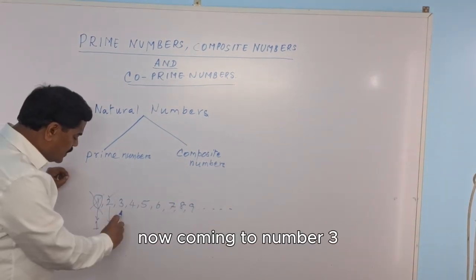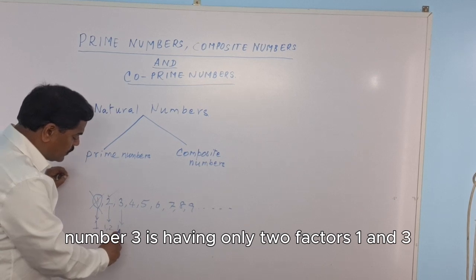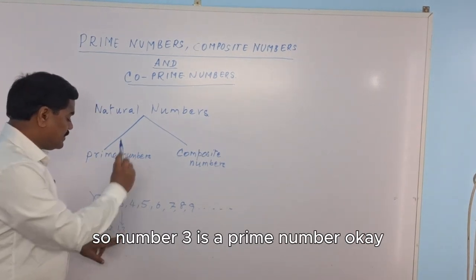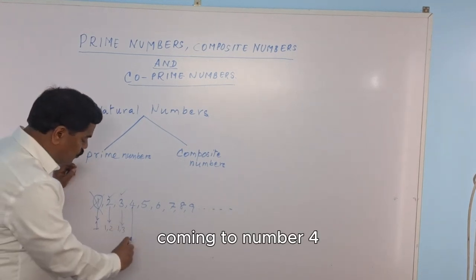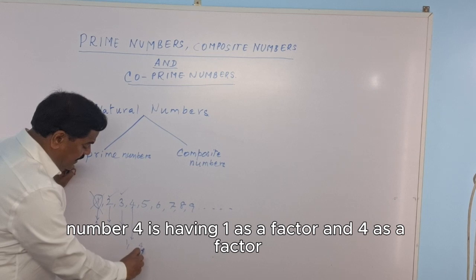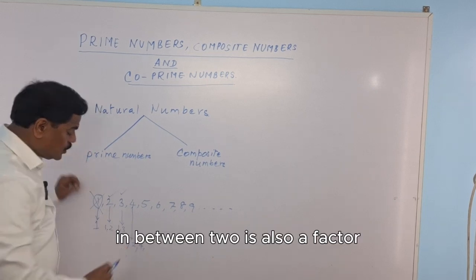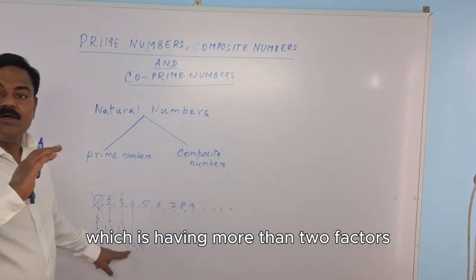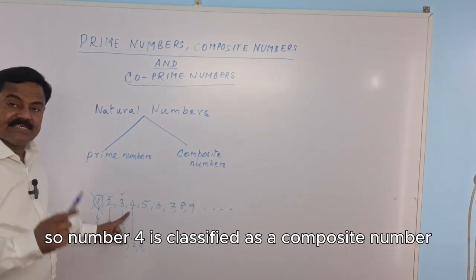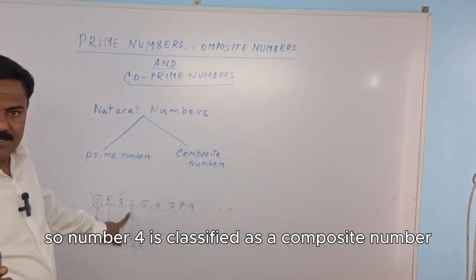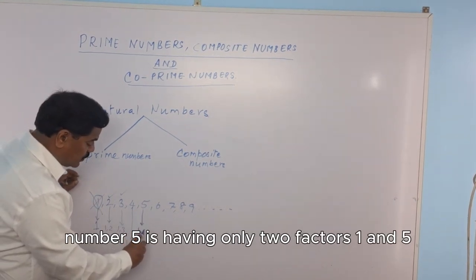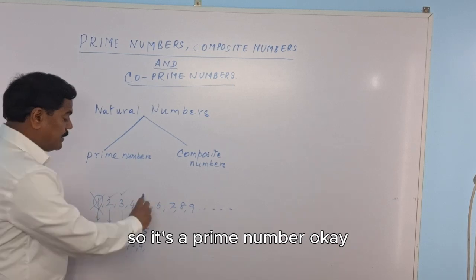Now coming to number 3. Number 3 has only two factors, 1 and 3, so number 3 is a prime number. Coming to number 4. Number 4 has 1 as a factor and 4 as a factor, and in between, 2 is also a factor, so it has more than two factors. So number 4 is classified as a composite number. Coming to number 5. Number 5 has only two factors, 1 and 5, so it's a prime number.